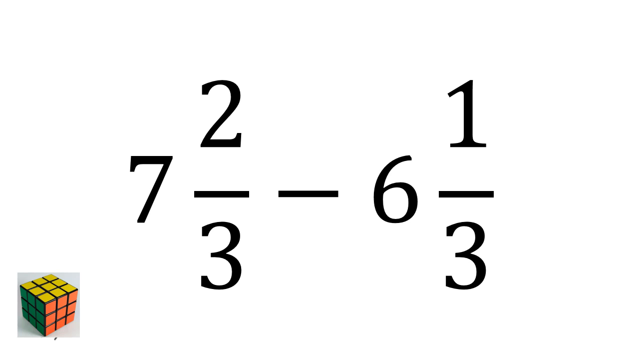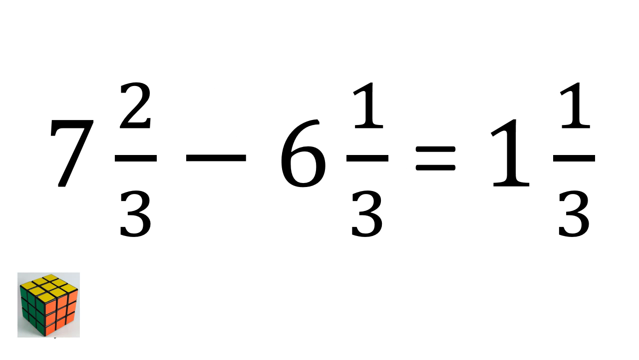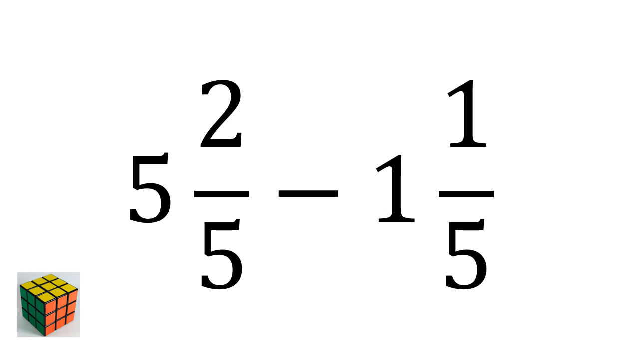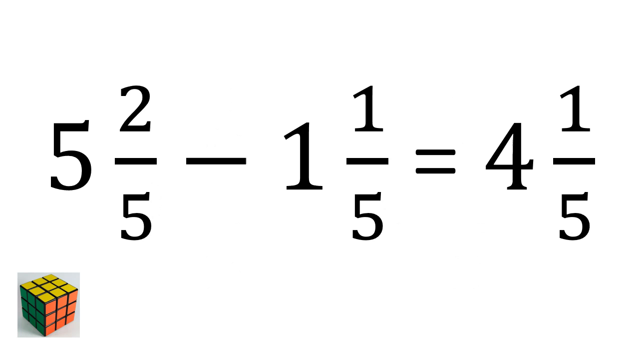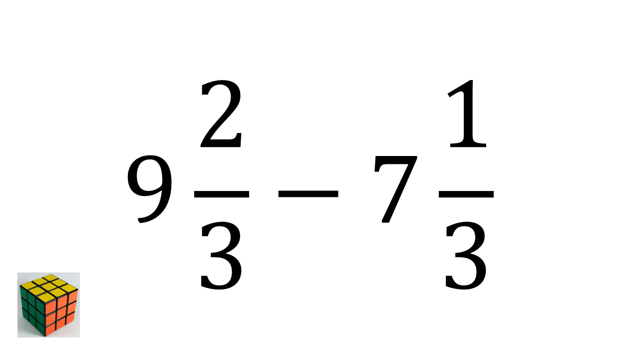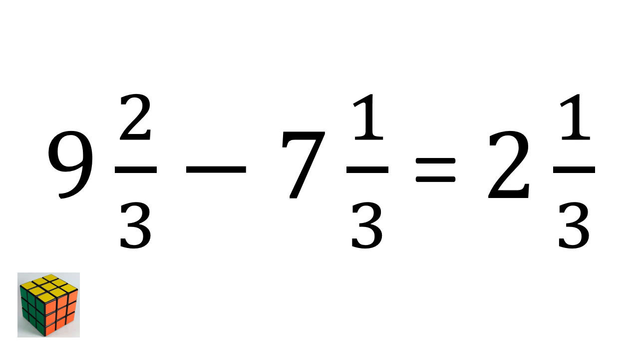7 and 2/3 minus 6 and 1/3. 7 and 2/3 minus 6 and 1/3 equals 1 and 1/3. 5 and 2/5 minus 1 and 1/5. 5 and 2/5 minus 1 and 1/5 equals 4 and 1/5. 9 and 2/3 minus 7 and 1/3. 9 and 2/3 minus 7 and 1/3 equals 2 and 1/3.